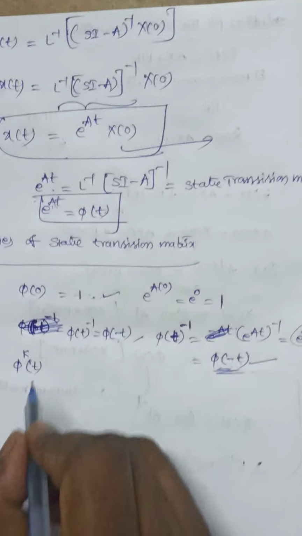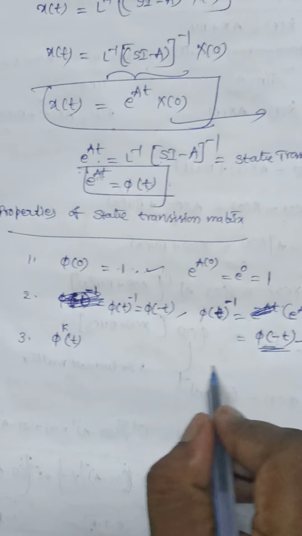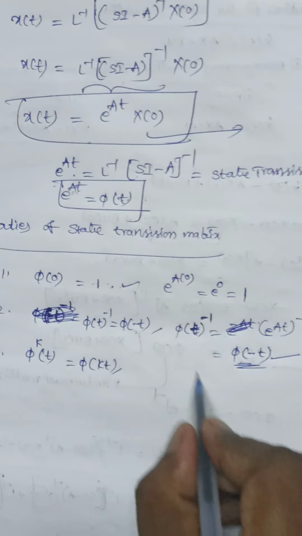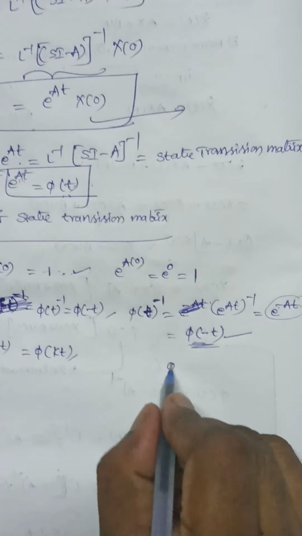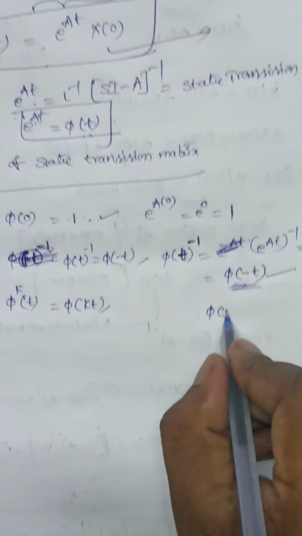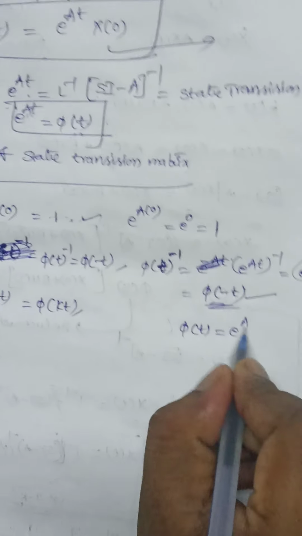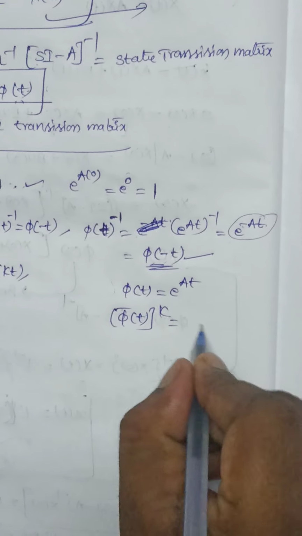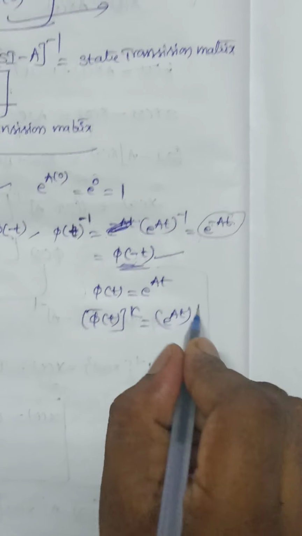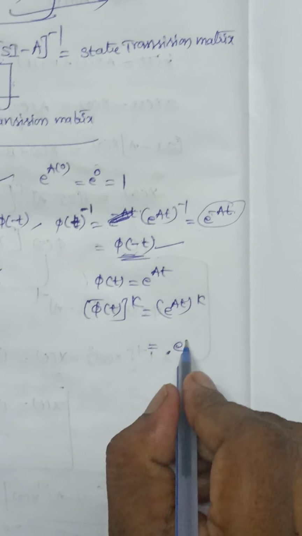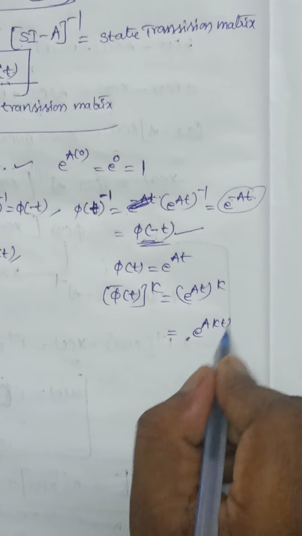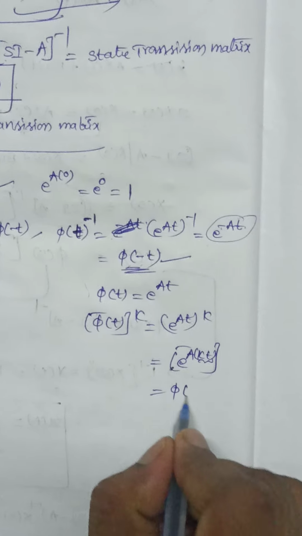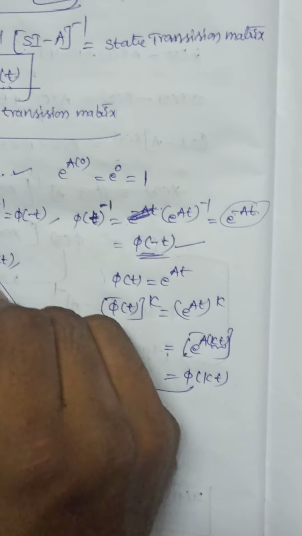Next one is phi of t whole power k is equal to phi of kt. Similarly here also, if I substitute phi of t is equal to e power at, phi of t whole power k is equal to e power at whole power k, that is equal to e power a into kt. So instead of t here it is kt, so it will become phi of kt. That is what I wrote here.